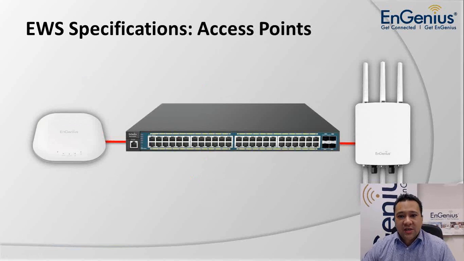The second component in the EWS Neutron series are access points, and we have both indoor models and outdoor models. And the access points are to be connected wired to the management switches, like I said, for both the management function and also to power it up. Additionally, you can also add an EGS PoE switch as a sub switch to connect to the access point. I will show deployment in the next slide.